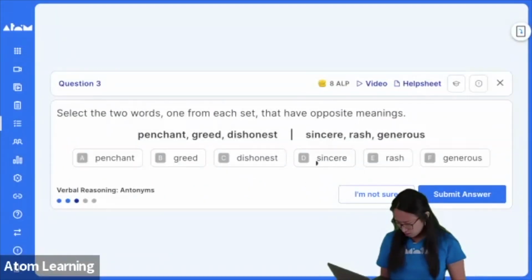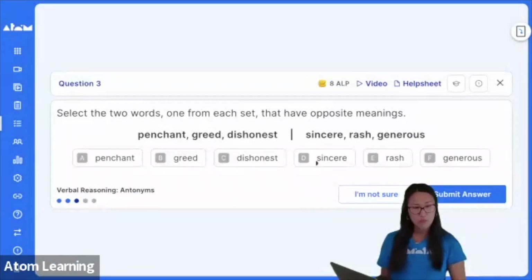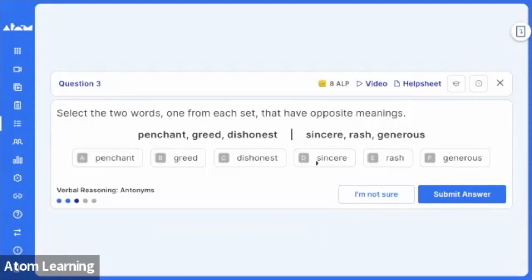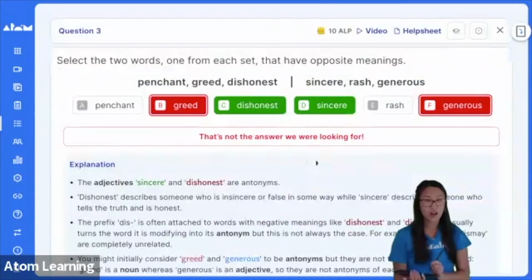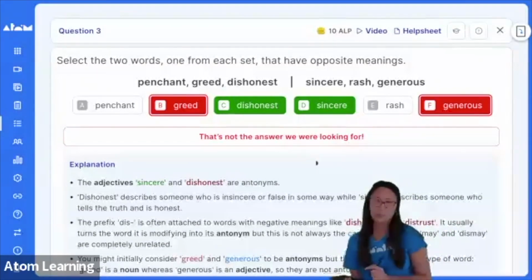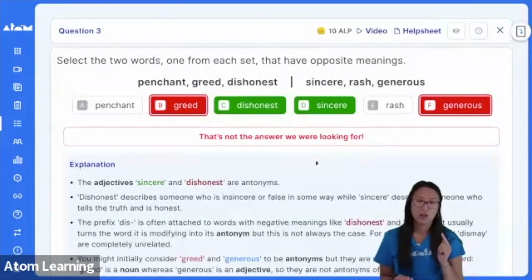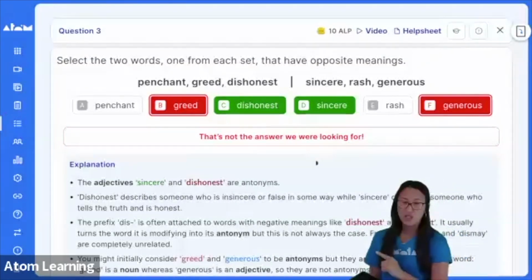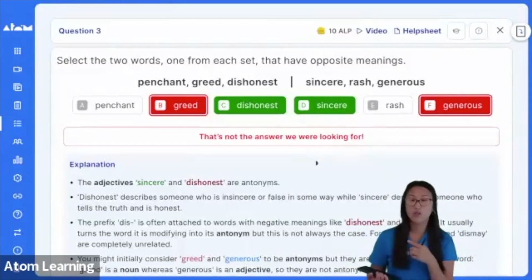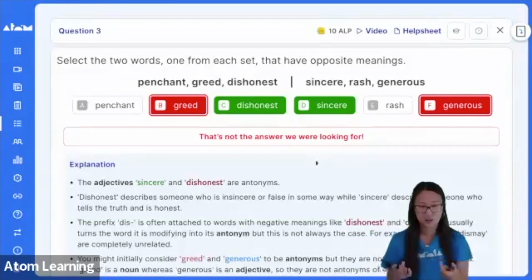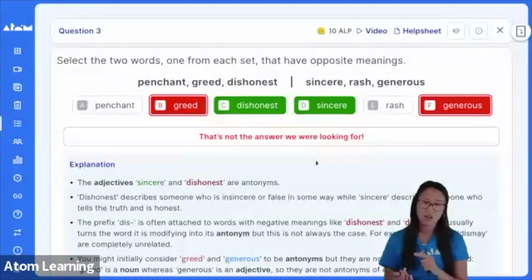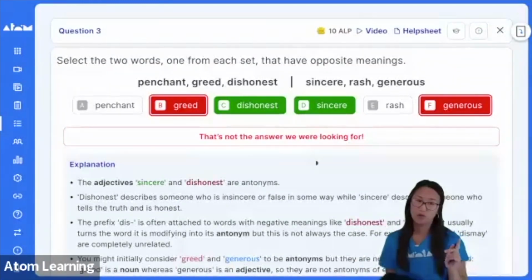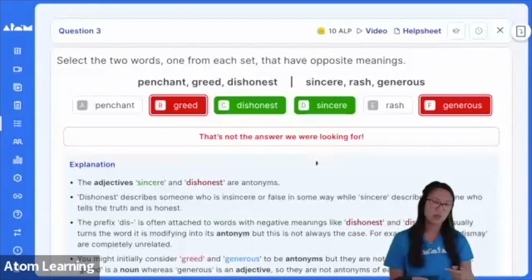Okay, so looks like F and B are the most popular answers. So let's try those. And unfortunately, that is not quite right. So watch out here. Whilst greed and generous seem like they could be opposites, generous is an adjective, it's a describing word, whereas greed is a noun. So if it were greedy and generous, then that would be absolutely right. But because greed is a noun, it cannot possibly be an antonym of generous. Equally, if generous were replaced with generosity, that could work. But here, they are incompatible.